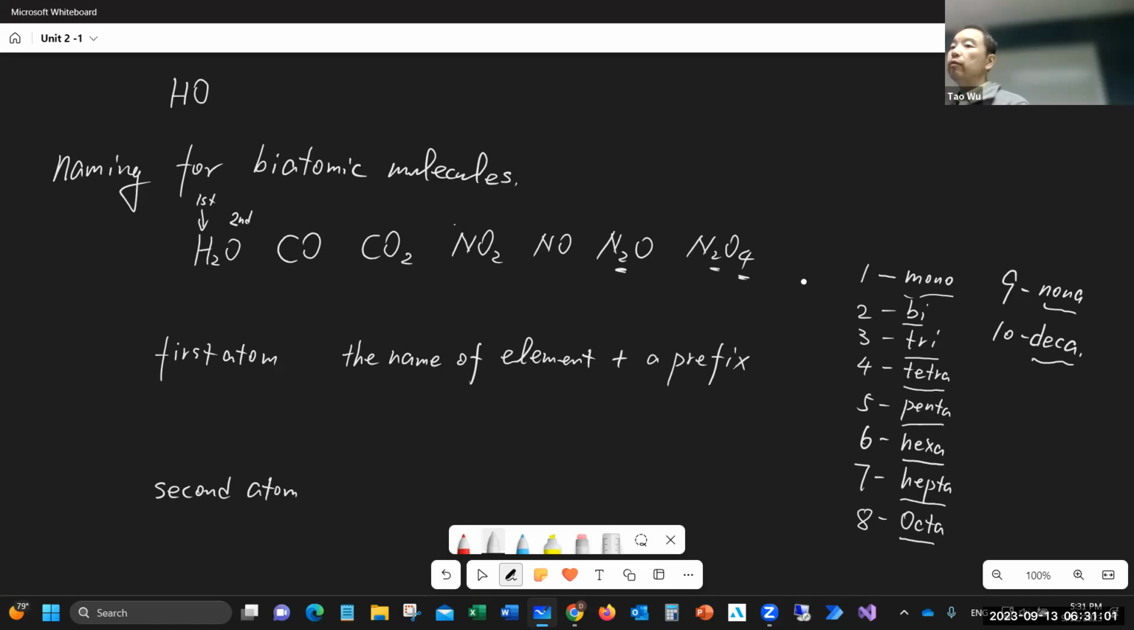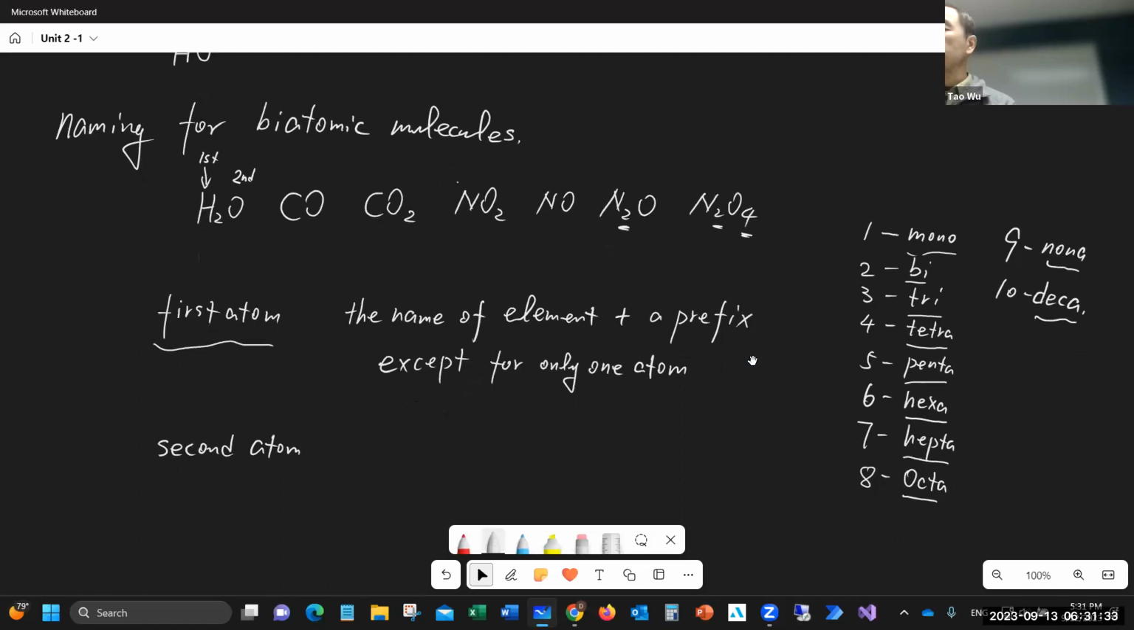So for the first name, you're going to have a prefix and the name of the element. There's an exception for 1: only for 1 atom, and this is only for the first atom. For the second atom, you always write the prefix.